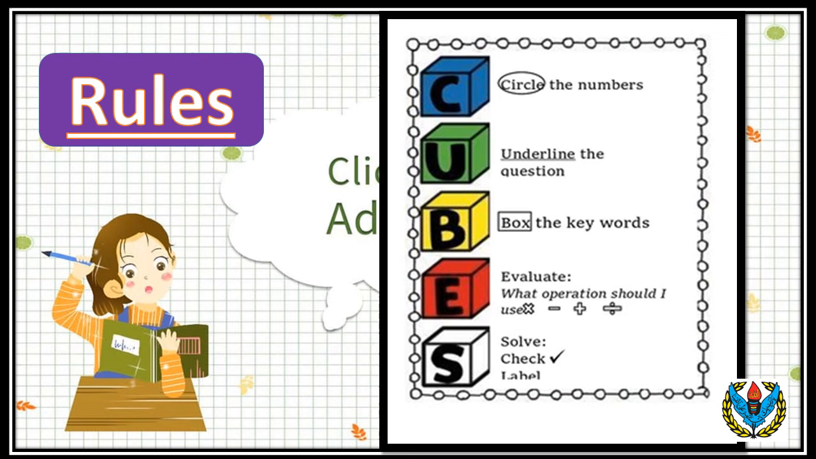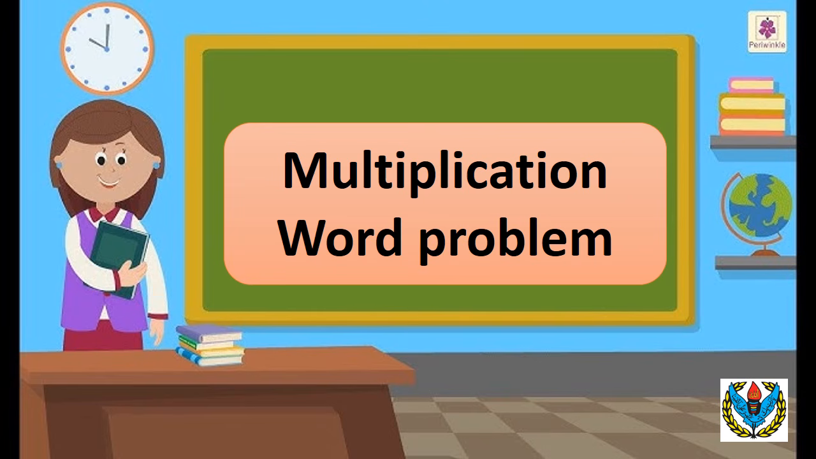These are the rules to solve real life story sums. You should keep these in your mind. Circle the number, underline the question, box the keywords, evaluate what operation should I use: multiplication, addition, subtraction, or division. And in the last, solve and check what you are solving. The first real life story sum is about multiplication.